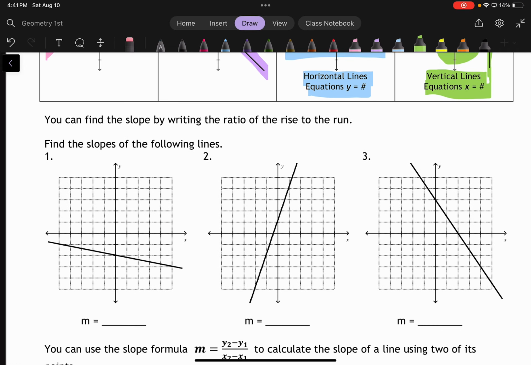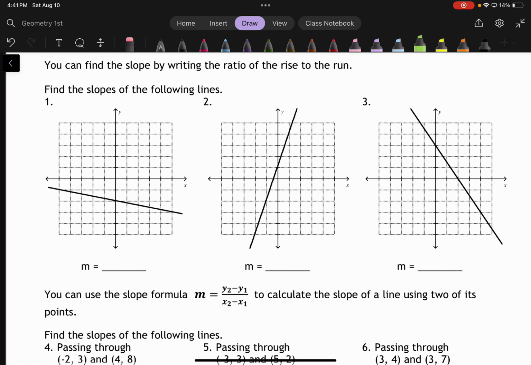All right, next it says you can find the slope by writing the ratios of the rise over the run. So in order for us to find the rise over the run, we do have to find 2 points on the graph. So I'm just going to pick 2 points. So here is one, and then here is another point. So the amount of spaces that it goes up and down is 1. Okay, and it's actually going down because it's decreasing, so I'm going to put -1. And then this is 1, 2, 3, 4, 5 boxes. So our slope here is going to be -1 over 5.